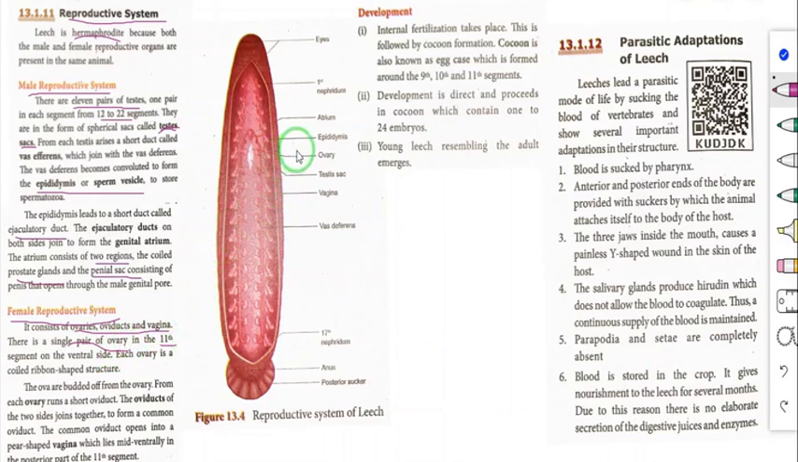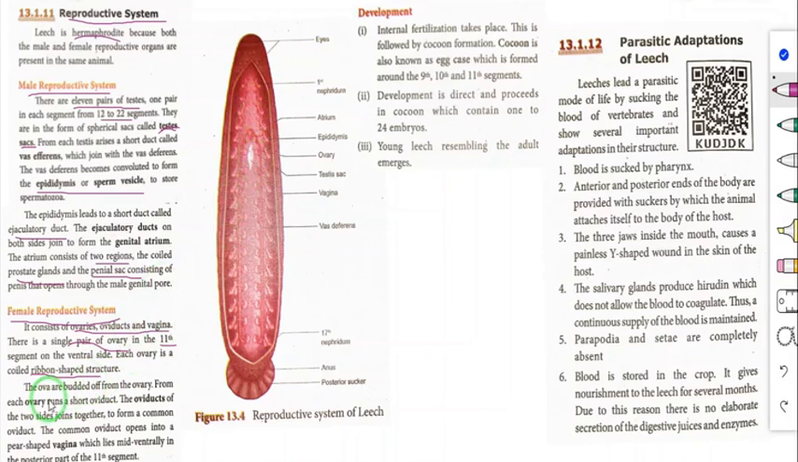So where are they located? Ovary. This is the ovary. Then vagina region. The next one what? Oviducts. Okay, so the three regions are present: oviducts, vagina and the ovary. Okay, single pair of ovaries is present in the 11th segment. Each ovary is a coiled ribbon shaped structure. Okay, that ovary is a ribbon shaped structure, coiled ribbon shaped structure. Okay, by seeing itself we can find out.